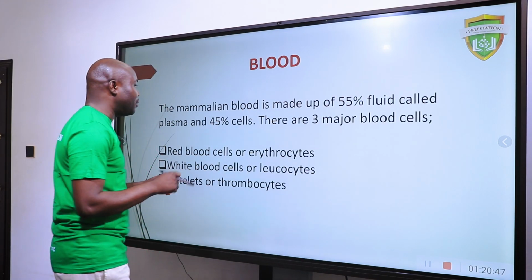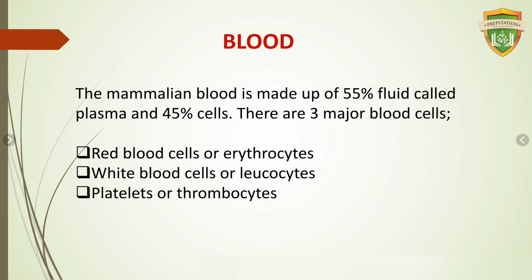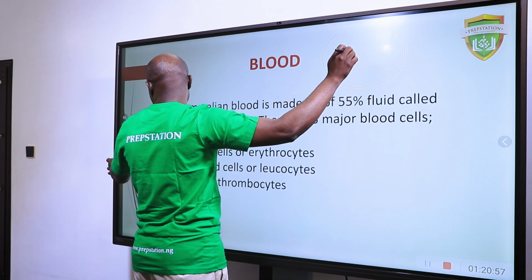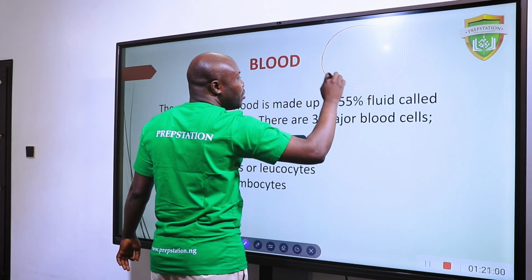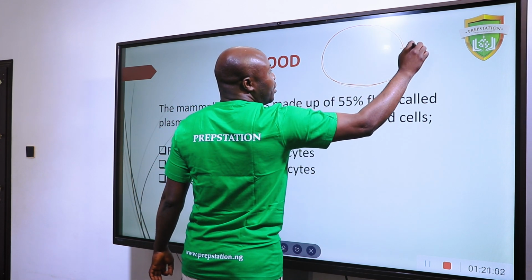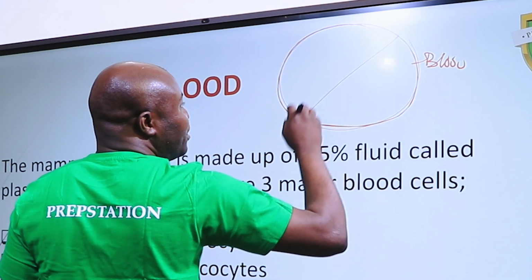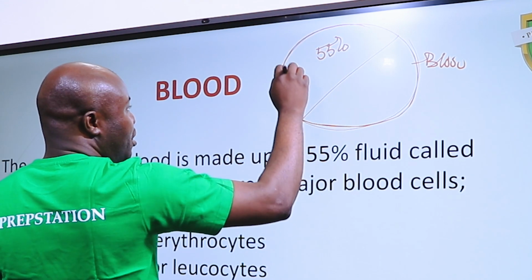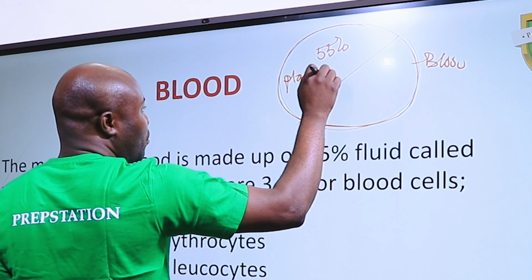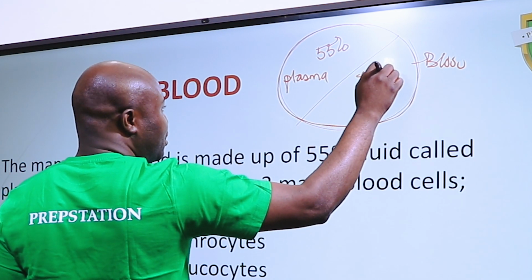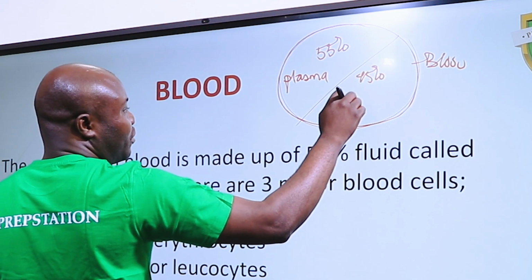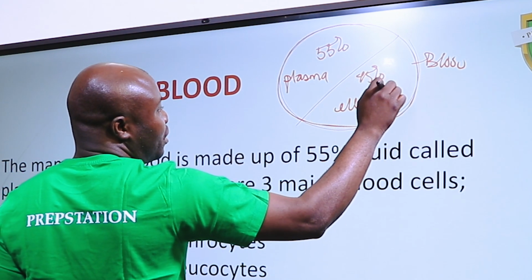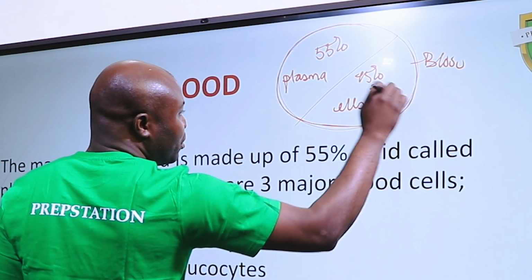So what is the blood now? The mammalian blood is made up of 55% fluid called plasma. So let's say this is your blood here, divide it like this. Let's say this is 55%, that would be the plasma, and 45% is what? The cells. So when you talk about the cells, we have the red blood cells, we have the white blood cells.